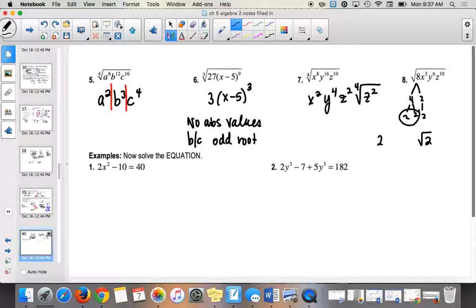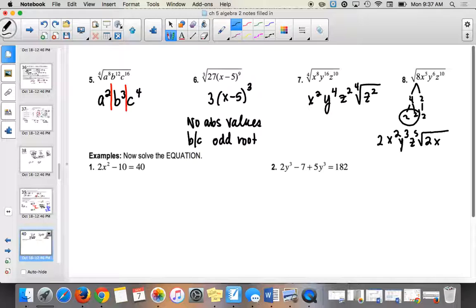So if I had 5 x's, how many pairs would I have? 2. How many would be left over? 1. How about the y's? How many pairs do I have when I have 6 y's? 3. And the z's? 5.